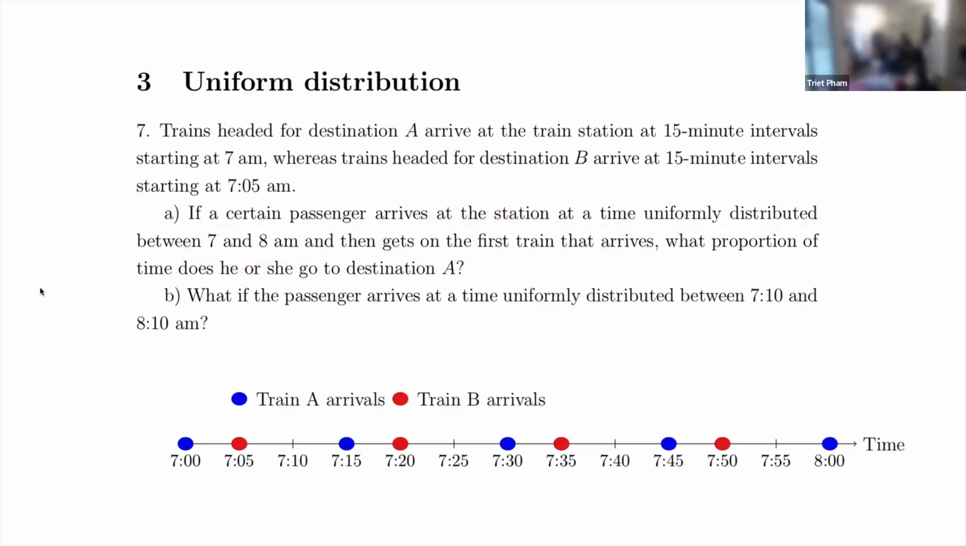What will be the answer here? How would we figure out the probability that the person goes to destination A?